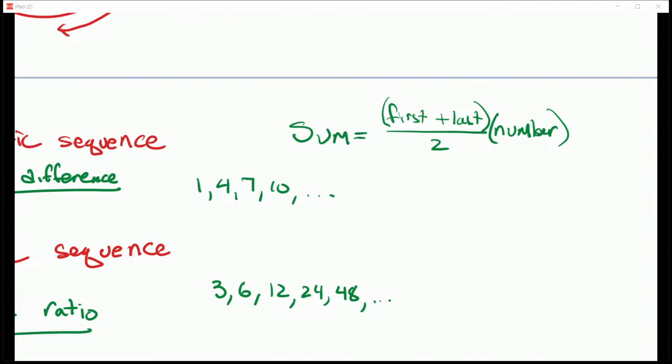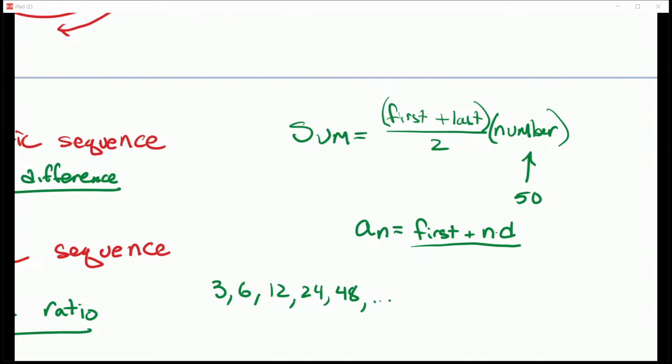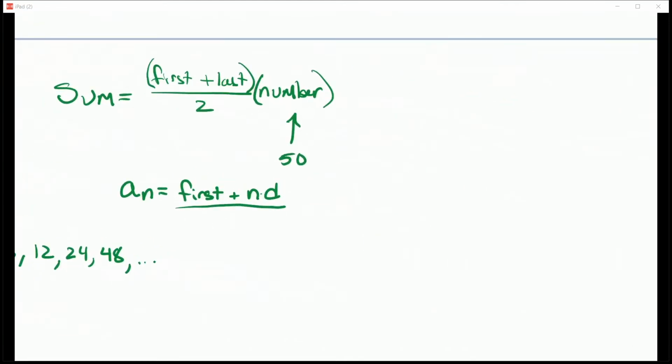So it says that there are 50 terms. So the number of terms here is 50. We don't know what the first and the last are, but we can do this: a sub n is always the first plus n times the common difference. So the d there is supposed to be the common difference, and I know I'm kind of free-forming this, but this is the way it is here.